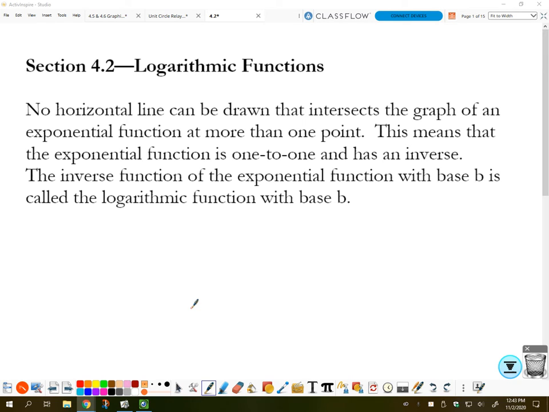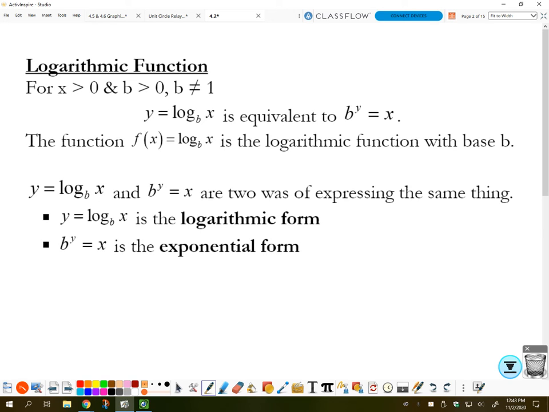Alright, so logarithmic functions are going to look like this. Your base is going to have to be bigger than 0, so no negative bases, no bases of 0. You have to take log of a positive number, so that x, the guts, have to be greater than 0 also. And your base also cannot be 1. And it's the same thing as b to the y equals x.